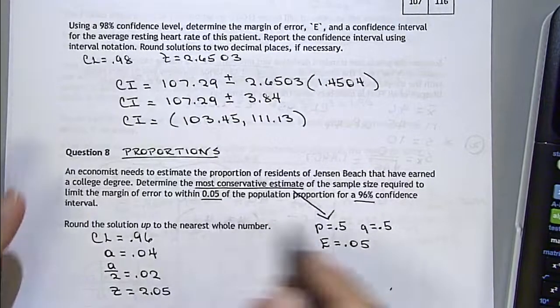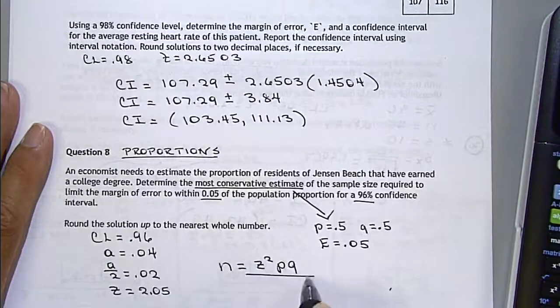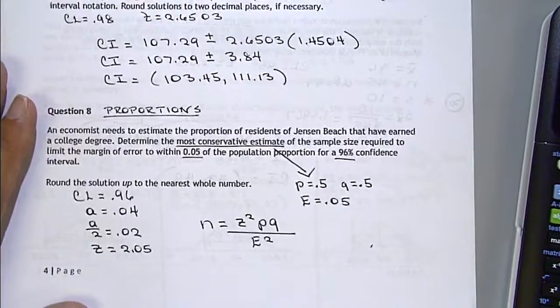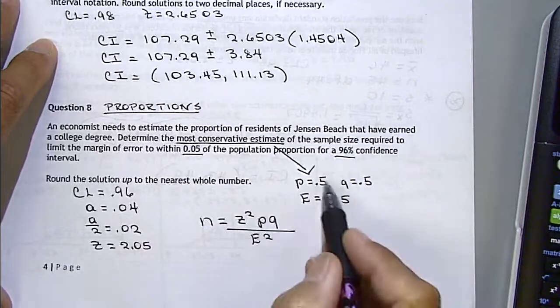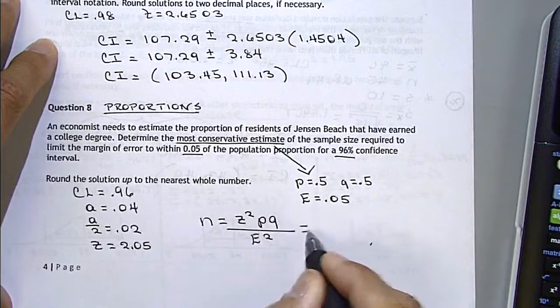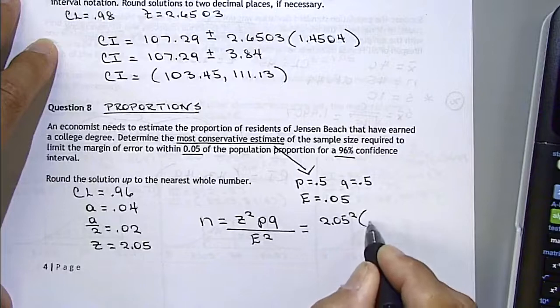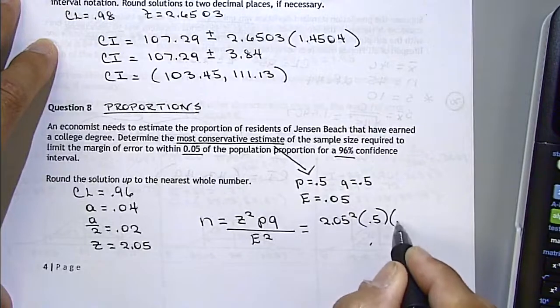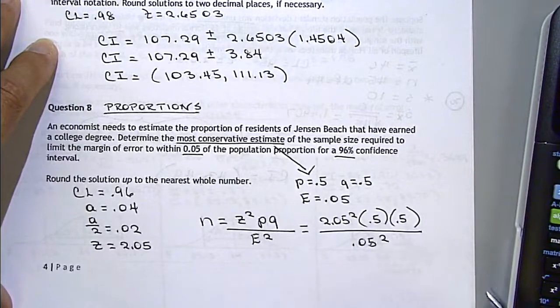Well, your formula for the sample size for a proportion is z squared times p times q divided by margin of error squared. The only difference in the proportion formula and the other one is, remember how this was the standard deviation? Now it's P times Q. It was standard deviation squared, so now it's P times Q. So I'm going to say 2.05 squared times P times Q divided by 0.05 squared.